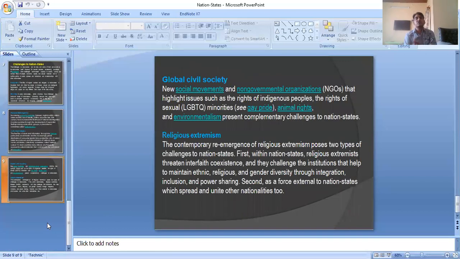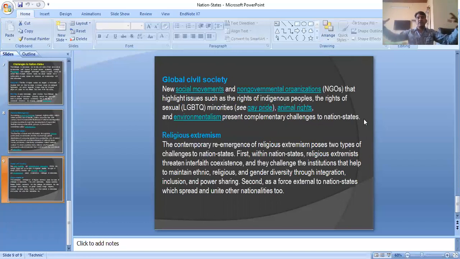Global civil society. There's a new concept of global civil society because of fast communication. We have been interacting, and that interaction is so quick. We can have a connection with any person, any organization, any entity through the internet, through social media or through organizations. So new social movements and non-government organizations, NGOs, that highlight issues such as the rights of indigenous people, LGBTQ people, minorities, animal rights, or the environment, present complementary challenges to the nation state.